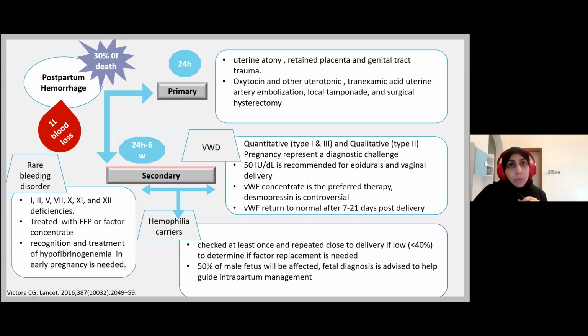The other rare bleeding disorder could be one of these deficiencies, and the treatment is with either fresh frozen plasma or factor concentrate. It's very important to recognize the deficiency of factor 1, fibrinogen, or hypofibrinogenemia or dysfunctional fibrinogen, as fibrin is very important in implantation of the placenta.